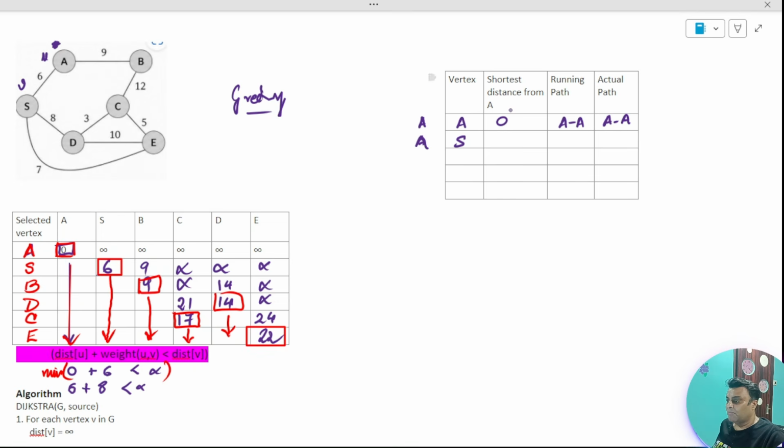So my shortest distance from A to S will still be 6, but the path that I am getting is, I have selected S because I got till S. I went down here, right? I selected S, and then when I went up, I got A. So I selected S and then I selected A. So my running path is this, but actually speaking, I will go from A to S. So that's the difference between running path and actual path.